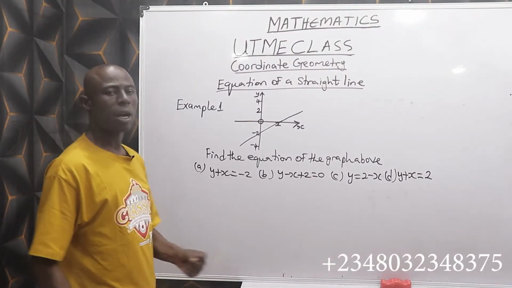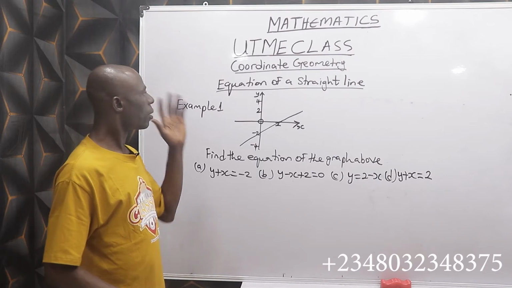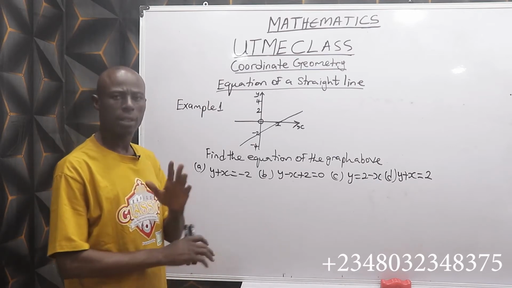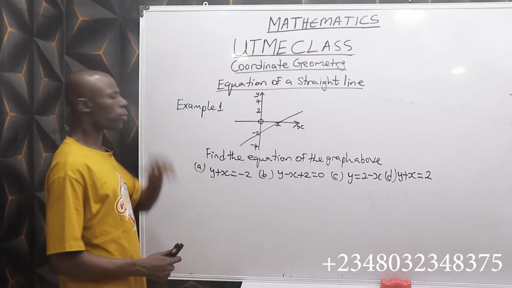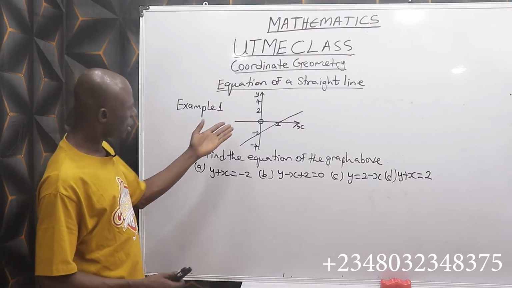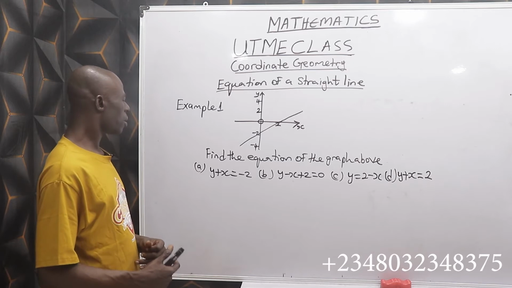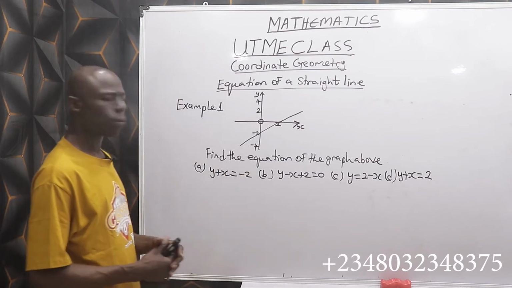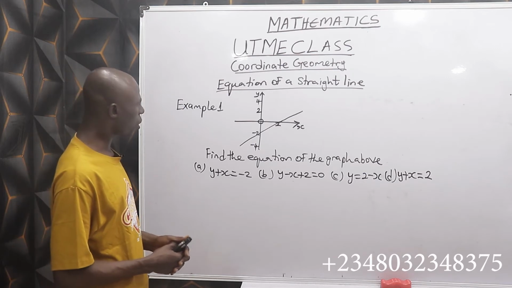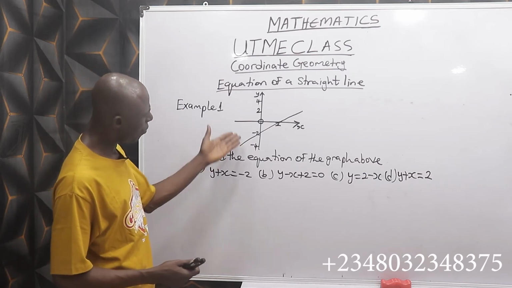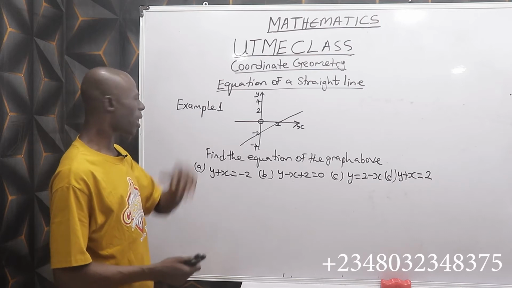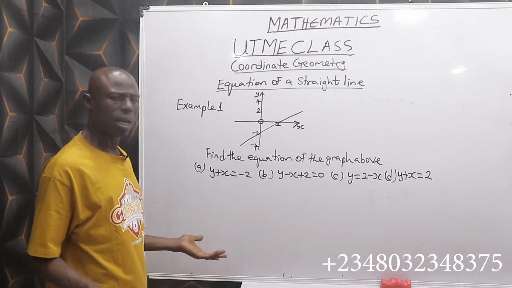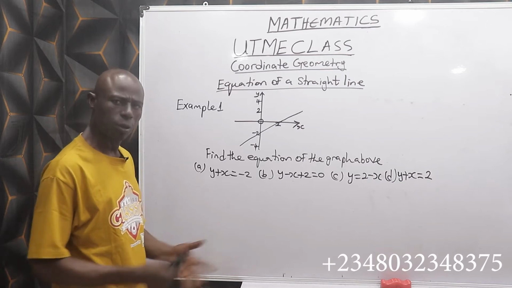Now we come to another concept under coordinate geometry. Equation of a straight line. Example 1. This graph is given. The question is, find the equation of the graph above. If you are given a question like this, the graph is given, the equation that has the graph is not given, you have to find it.